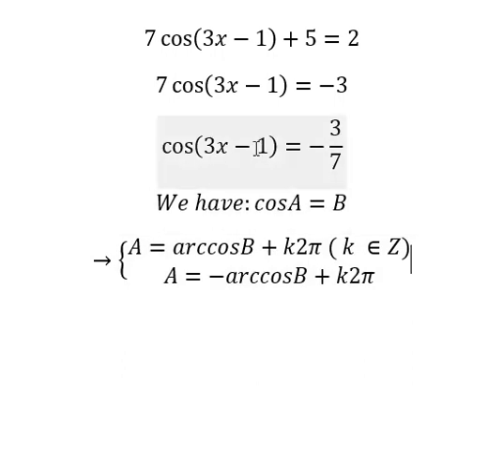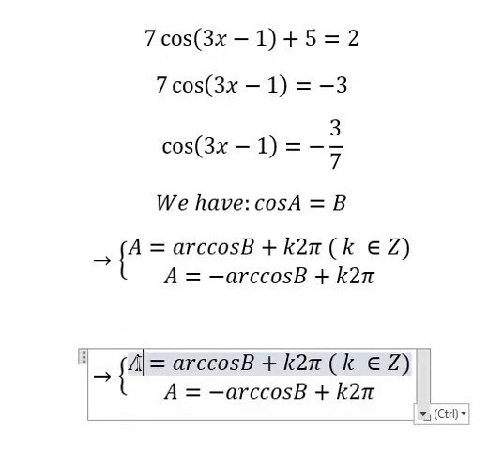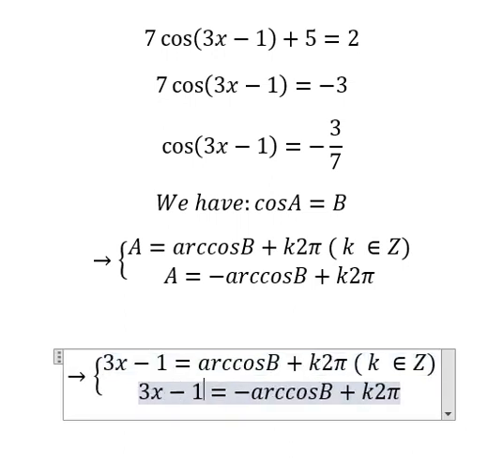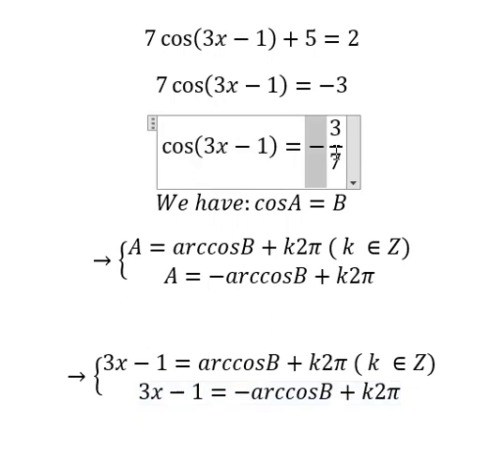Now we can apply the formula in here. Go in here. So a that is about 3x minus number 1. B that is about this one.